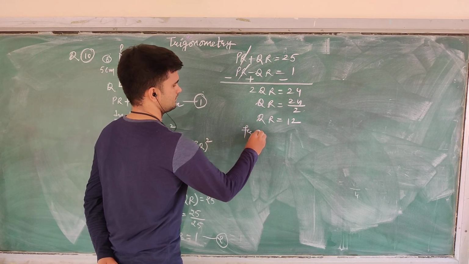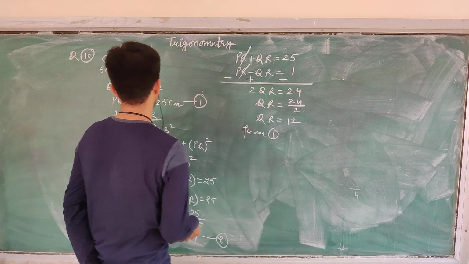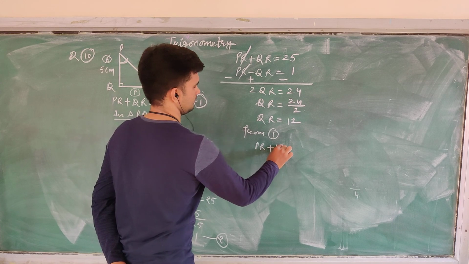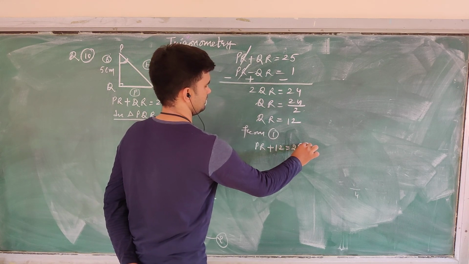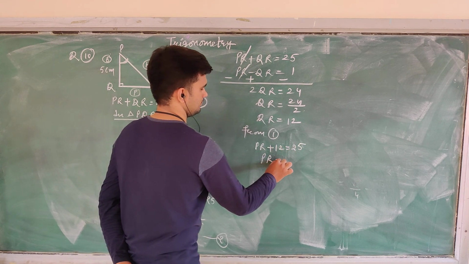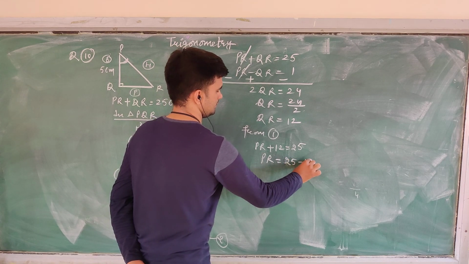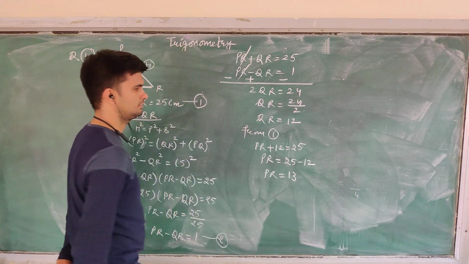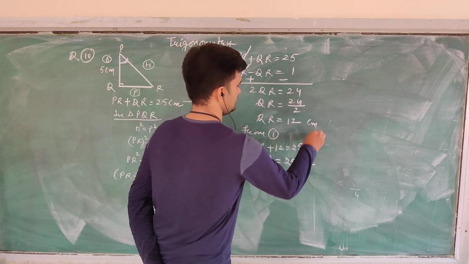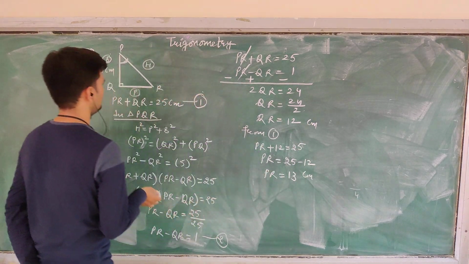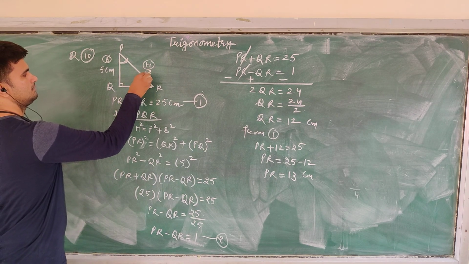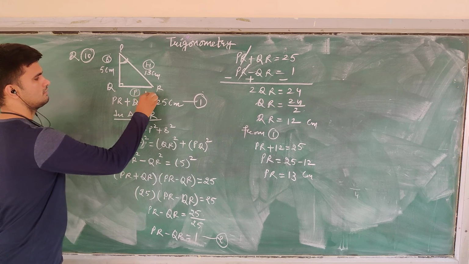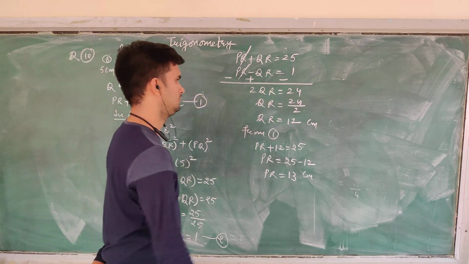Then from first, PR plus QR is equal to 25. PR is equal to 25 minus 12. PR is equal to 13 centimeter. Matching here PR 13 centimeter, QR 12 centimeter.